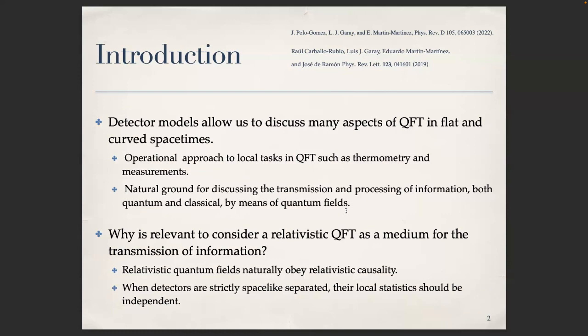Well, the reason is that quantum field theories are the only objects that we know satisfy exactly relativistic causality. That is, they actually have a sharp lightcone, and we would like to know if, when using detectors as a way of approaching some of these tasks in an operational manner, they respect the basic principles of relativistic causality when it comes to signaling, right?